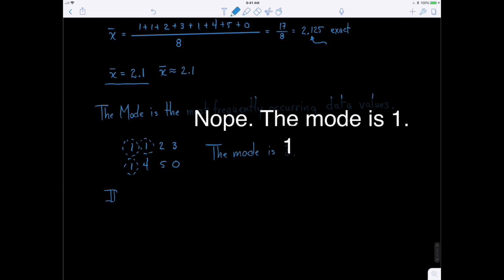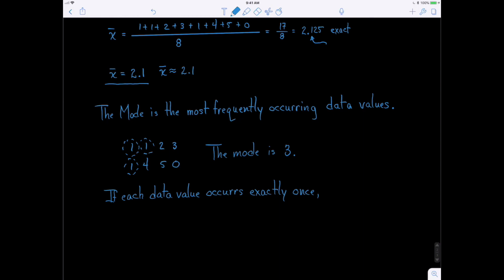Now, there's one exception that does happen, and that is this. If each data value occurs exactly once, meaning no repeats, we say there is no mode. There is no mode.